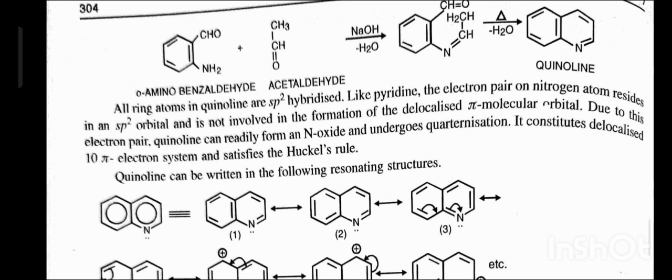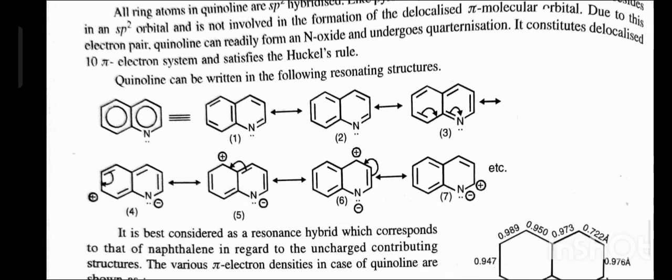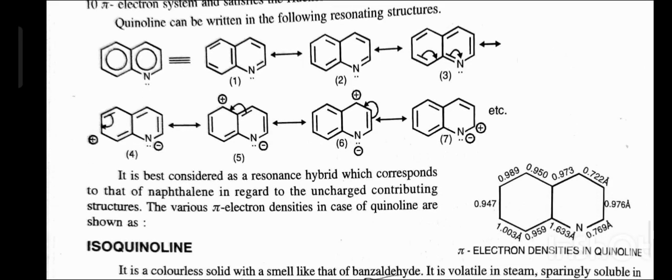Quinoline can be written in the following resonating structures as given below. It is best considered as a resonance hybrid, corresponding to that of naphthalene, with the uncharged structure regarded as the main contributing structure. The various pi electron densities in quinoline are as shown below.